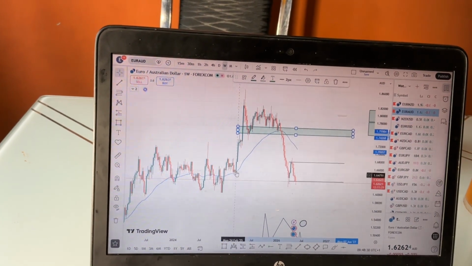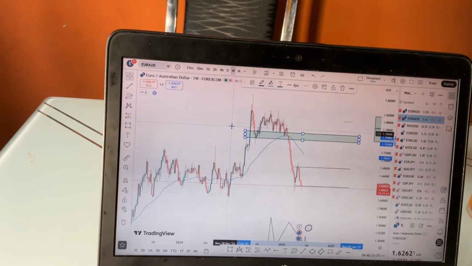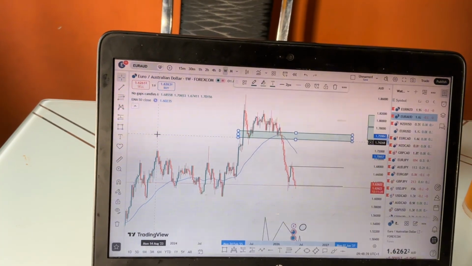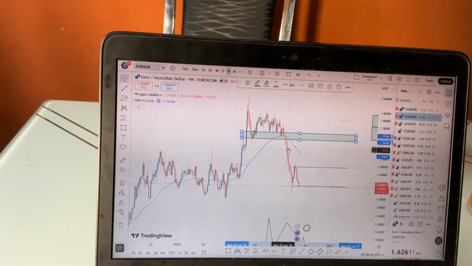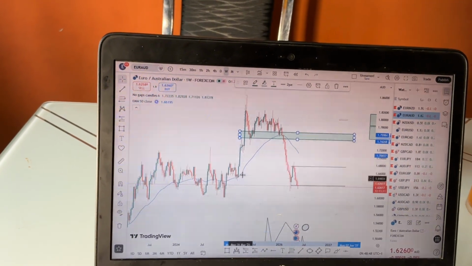So you can clearly see this. You'll be asking, what is this blue line? This blue line is my EMA. I use the 50 EMA. The 50 EMA is just a minor confidence to add to your trade. Whenever we are under it, we buy. Whenever we are above it, we sell. The EMA is just like a support and a resistance.